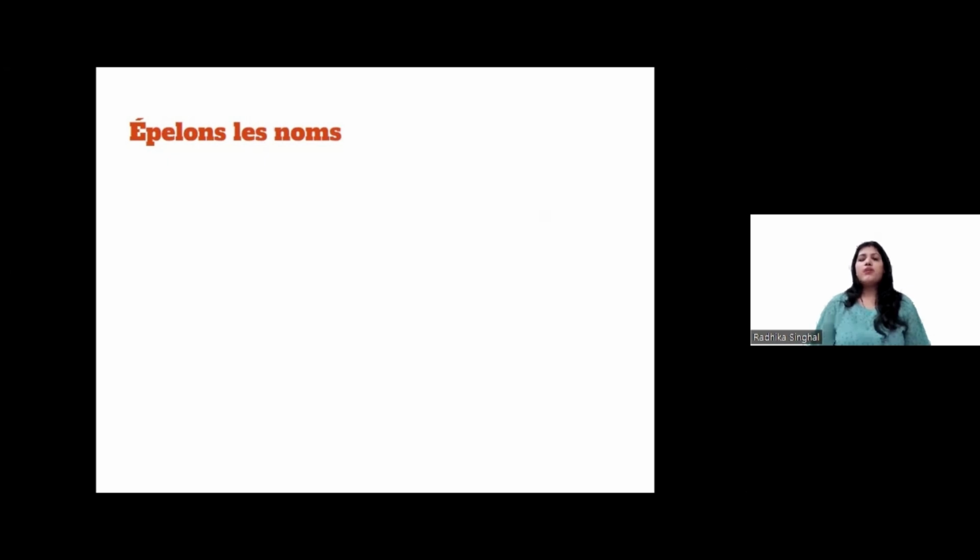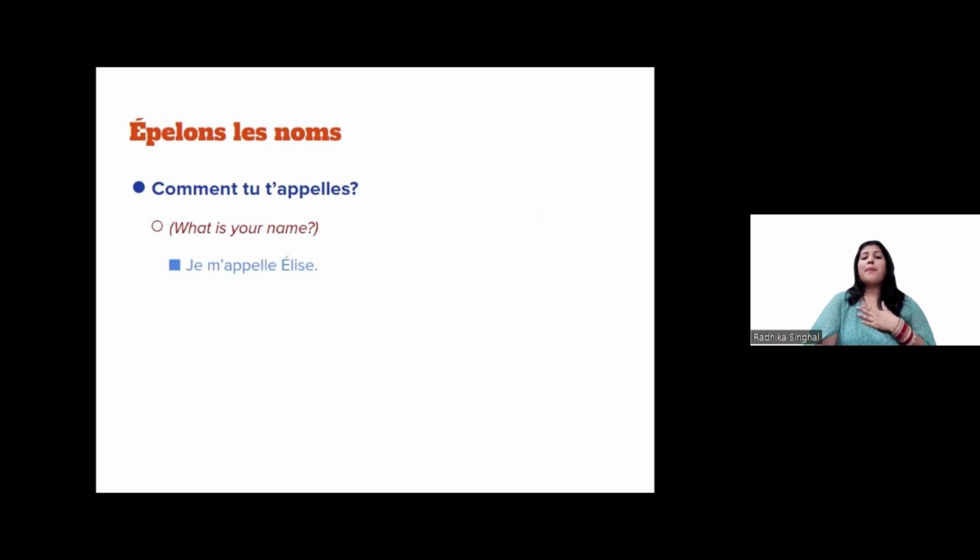Before we actually learn how to spell our names, we should actually know how to ask someone's name. So how do we say that in French? In French, we ask the question, comment tu t'appelles? Which means, what is your name? And to reply to this, we say, je m'appelle. For example, in the book, we have Élise. Je m'appelle Élise. So if someone comes and asks, Madame, comment tu t'appelles? I would say, je m'appelle Radhika.